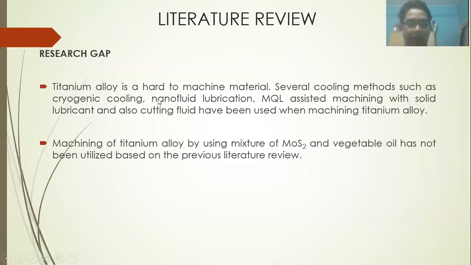For the research gap, we can say that titanium alloy is a hard to machine material. Several cooling methods such as cryogenic cooling, nanofluid lubrication, and MQL assisted machining with solid lubricant, and also by using cutting fluid can be used when machining titanium alloy. The machining of titanium alloy by using a mixture of molybdenum disulfide and vegetable oil has not been used, based on the previous literature review.